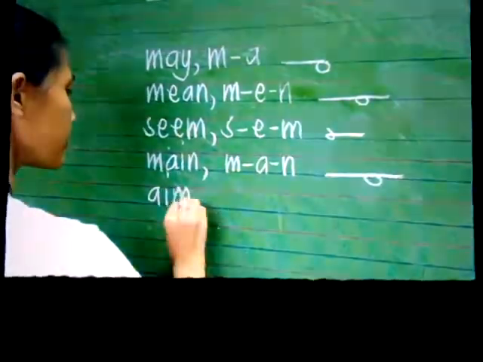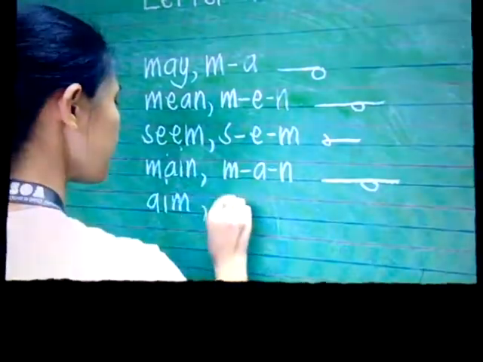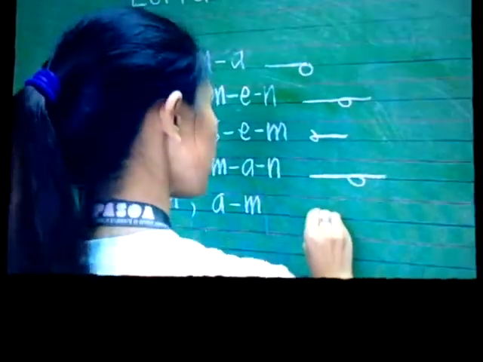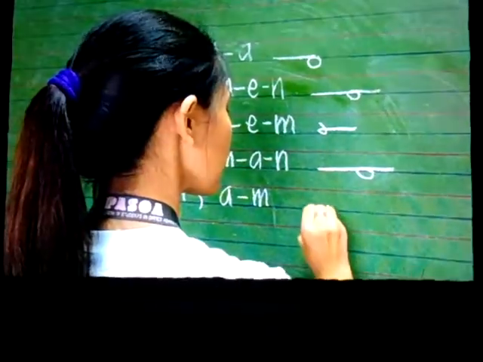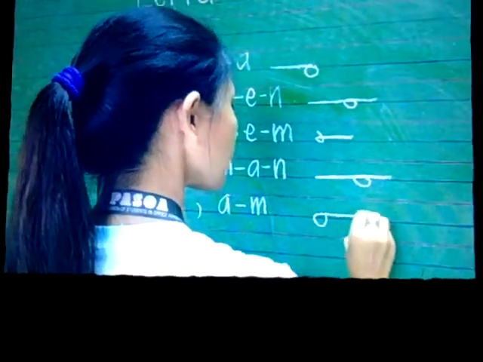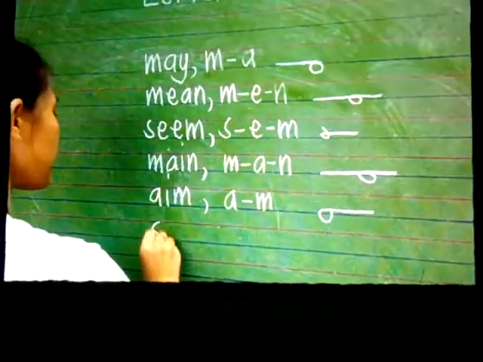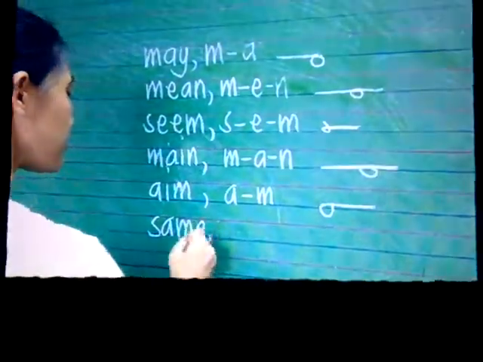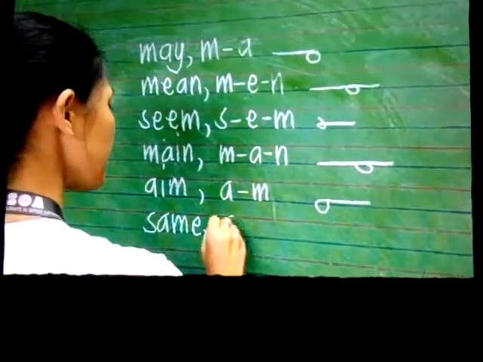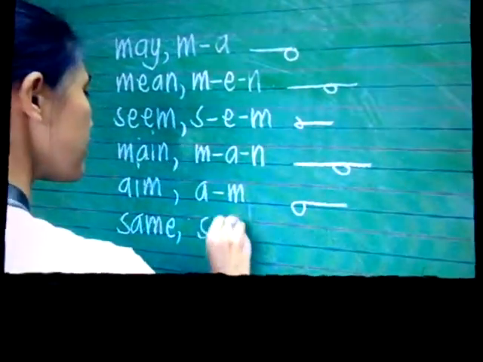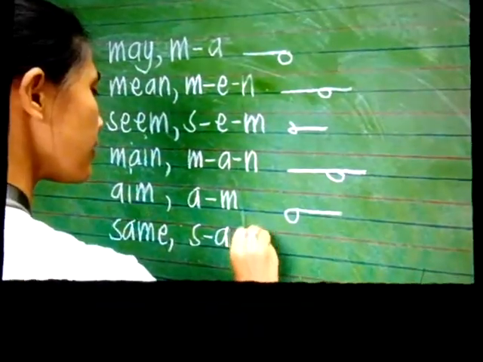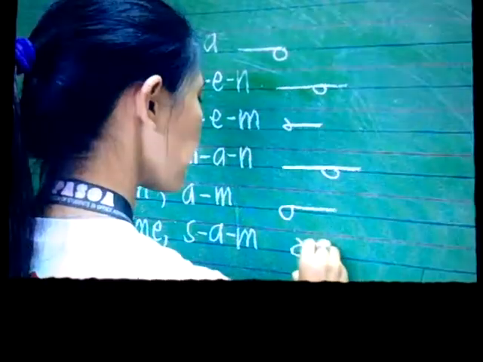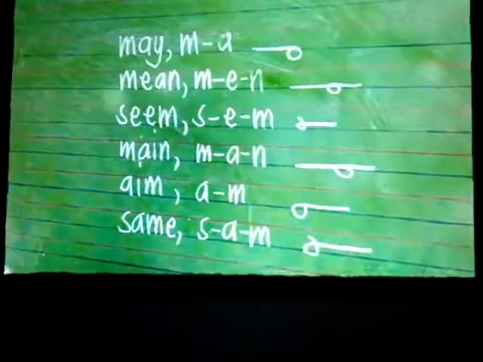Next is the word aim. Aim is represented by letter A and letter M. So, the stroke for this are the shorthand letter A and letter M. And the last is the word same. Same is represented by letter S, A, and letter M. So, the stroke for this are the shorthand letter S, A, and letter M.